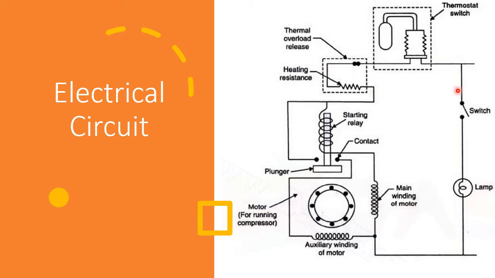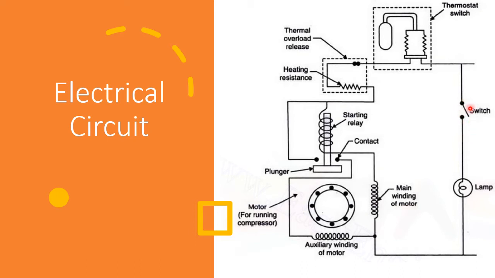And now, when the switch is on, current flows through this part. Here, this is the starting relay. And then, here, this is the main winding of motor. This is the auxiliary winding of motor. This is the starting winding. Auxiliary winding or starting winding. This is the rotor part of the motor. This is the plunger. When heavy current flows, this plunger moves up and now the circuit will be closed. And then it's connected to the lamp arrangement, then to the switch.